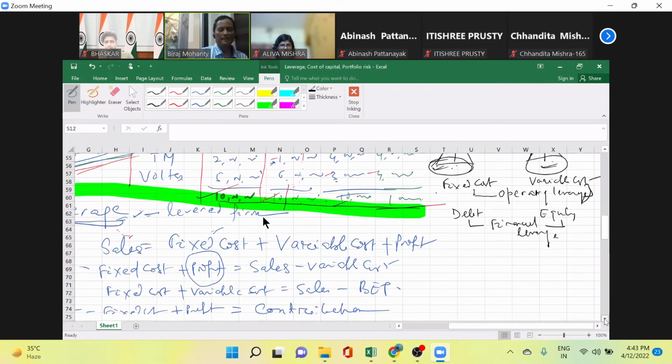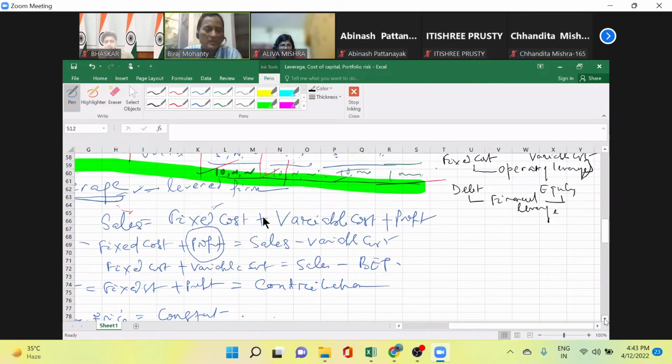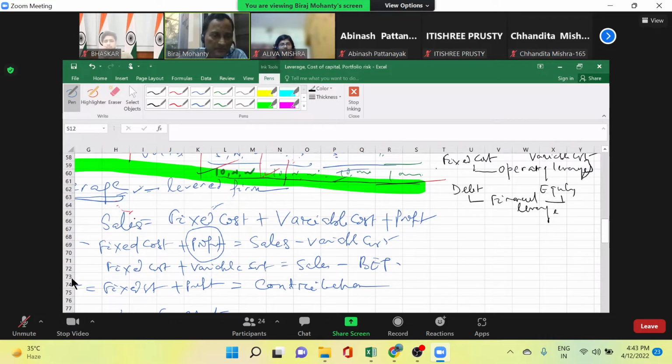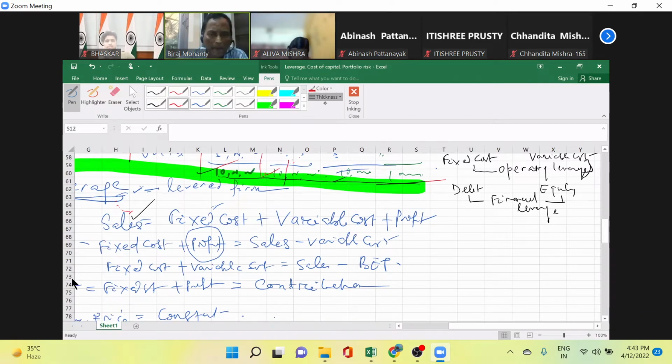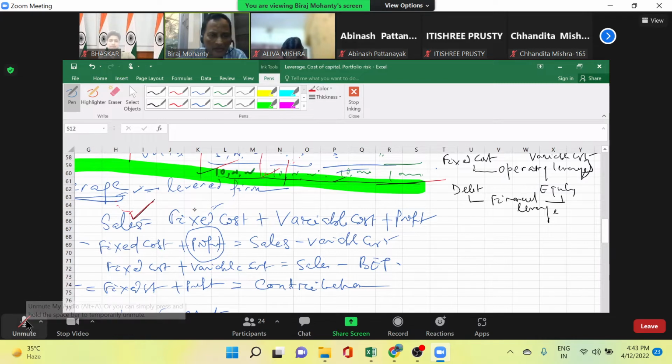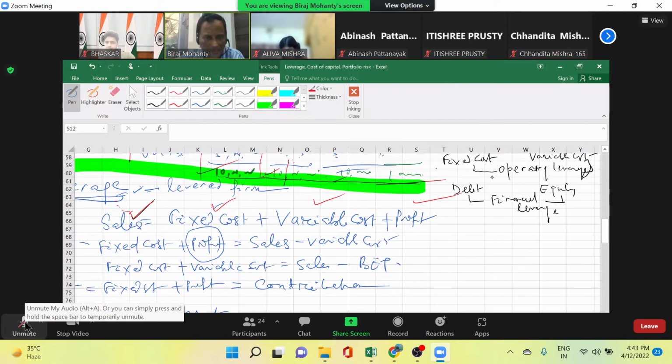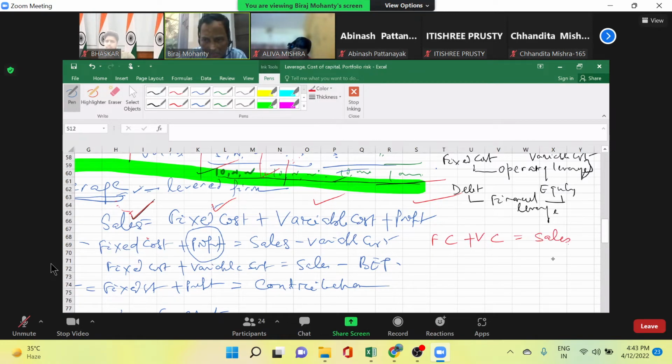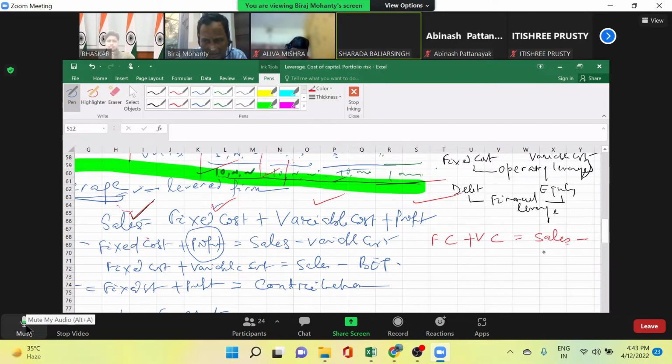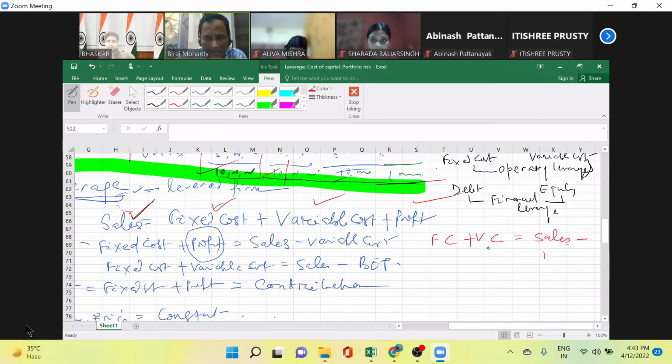So let us discuss operating leverage. You have studied in cost accounting that sales will be the combination of fixed cost plus variable cost plus profit. You have studied or not? Yes, sir. And when fixed cost plus variable cost is equal to sales, what do you call it? Sales minus profit. Now fixed cost plus profit is equal to sales. In this situation, what is the situation?